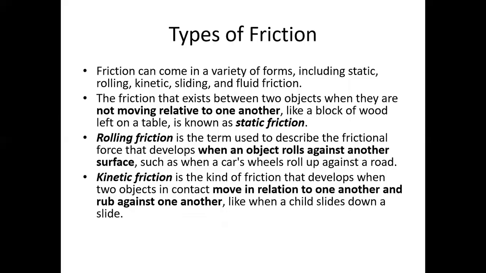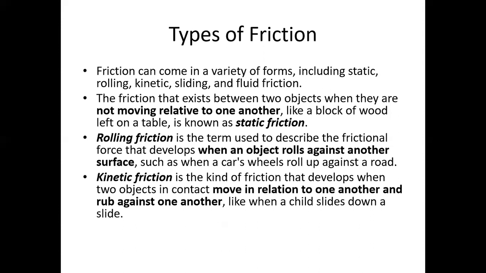Now, let's go to the types of friction. Friction can come in a variety of forms, including static, rolling, kinetic, sliding, and fluid friction. The friction that exists between two objects when they are not moving relative to one another, like a block of wood left on a table, is known as static friction. Here, the forces are in equilibrium, meaning there is no external force or net force that could actually make this body move. Therefore, the word static friction.